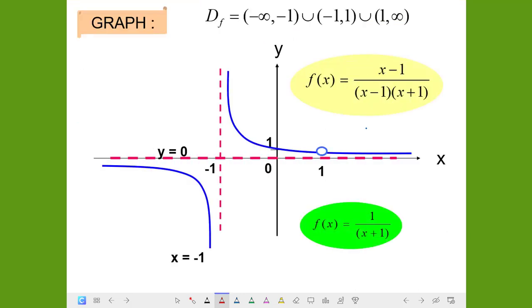So the graph. When x is equal to 1, this is just an empty circle, not included, but it does not form an asymptote. The asymptotes are only one vertical asymptote, x equals negative 1, and one horizontal asymptote, y equals 0.